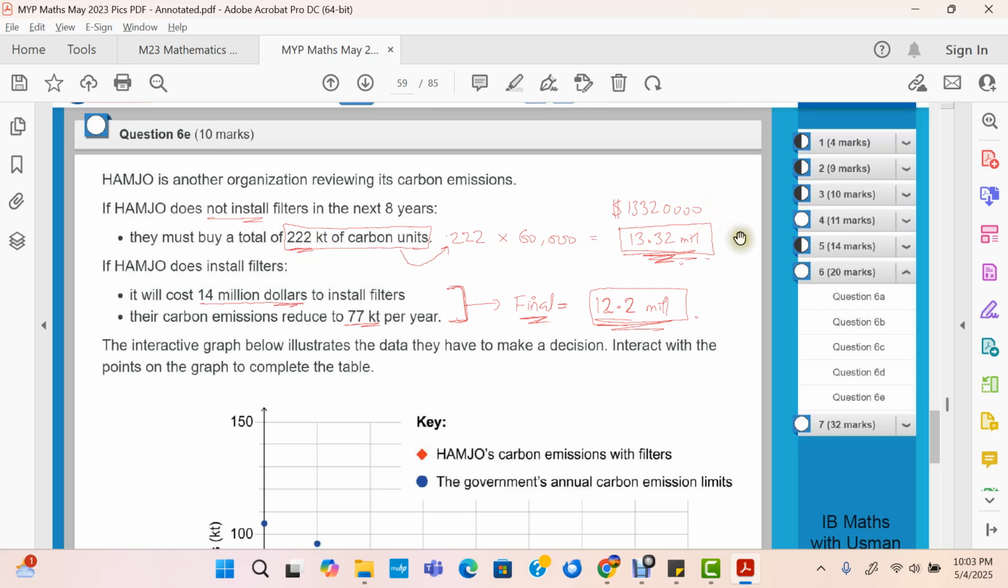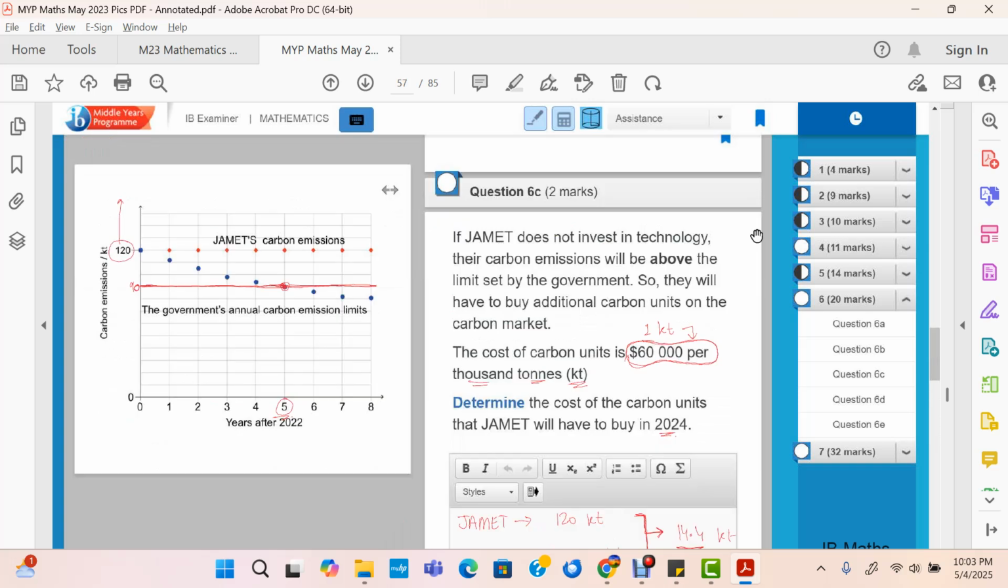In millions it's going to be this much. All right, case closed. Scenario 1 completely done. What if you install filters? The first cost is going to be the cost of the filters, which is $14 million. All right, but the second cost is going to be calculated by studying the graph.